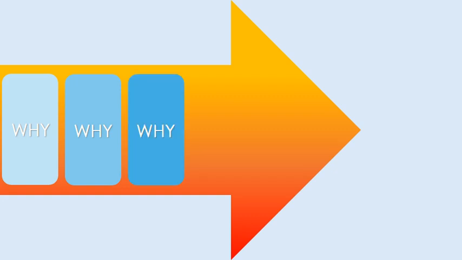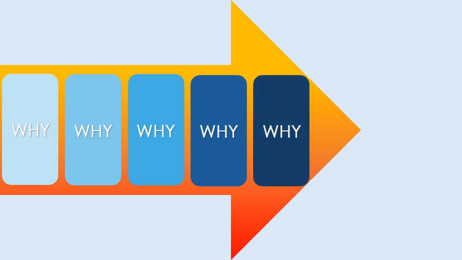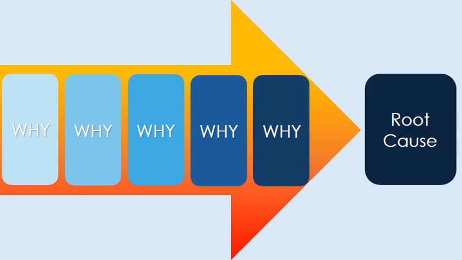The 5 Whys method follows a simple but powerful process. Begin by clearly identifying the problem, then ask, why did this happen? Record the answer and use it as the basis for the next question. Continue asking why until the answers no longer reveal meaningful information. At that point, you have typically reached the root cause of the problem.